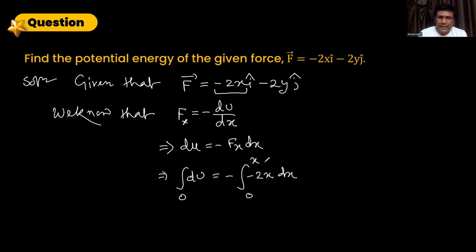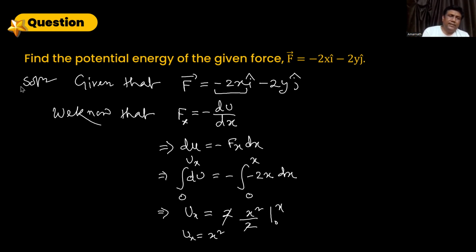So when it is x, potential energy is U. You can say it is Ux also, meaning the x part of the potential energy. You see, this is minus minus, it will be plus only, and 2 will be coming out. So integration of x dx, you already know, is x square by 2 only, and the limit is from 0 to x. So it is simply Ux is nothing but x square only.